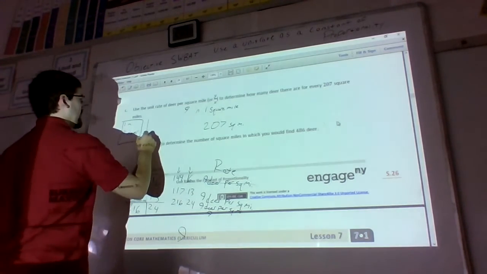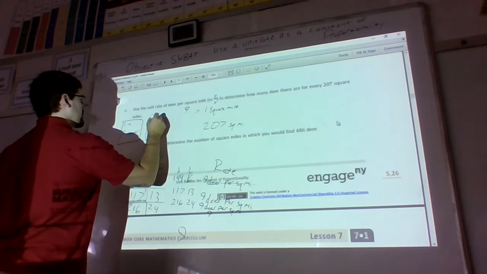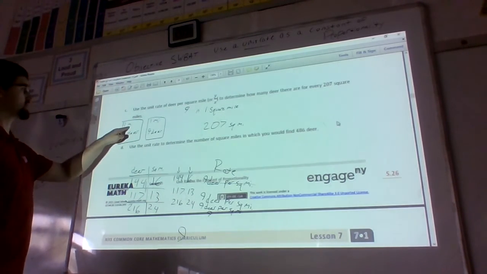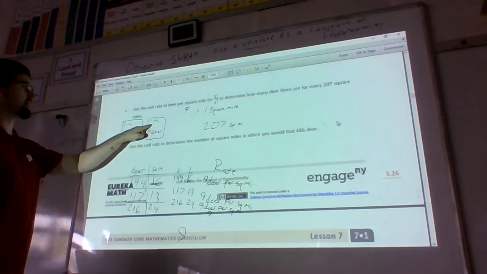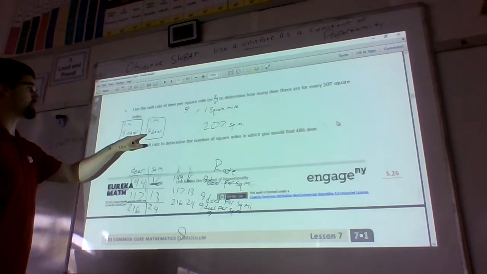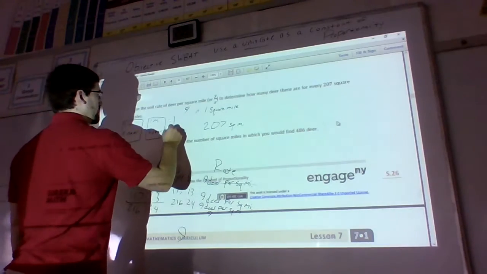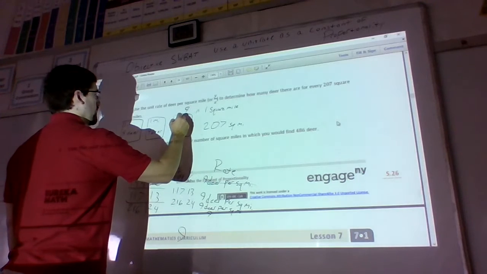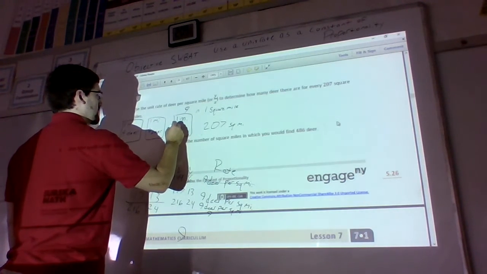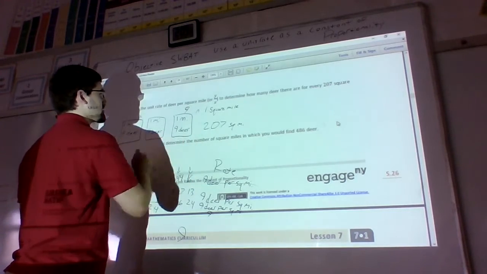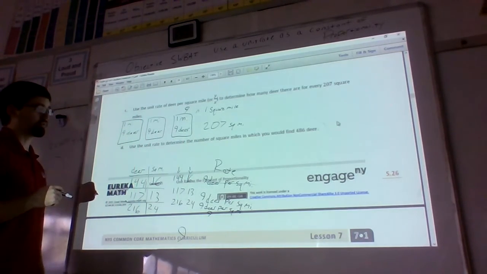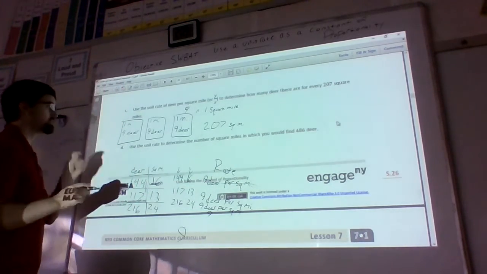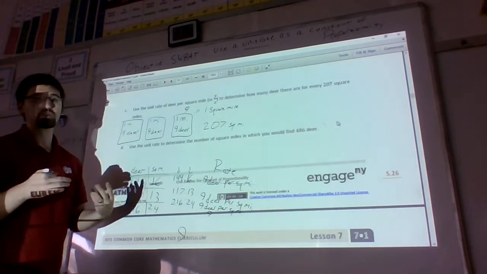So what if I have 2 square miles? How many deer would I have? 1 square mile, 9 deer. 2 square miles, because 1 and 1 is 2, I have 9 plus 9 deer. What if I have another square mile? Every time we add 1 square mile, we also have to add 9 deer. That's why I'm drawing them in these boxes, because these are attached to each other. Our rate is 9 deer for 1 square mile, so 9 deer and 1 square mile always have to go together.